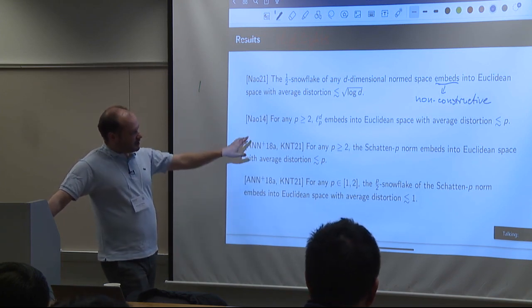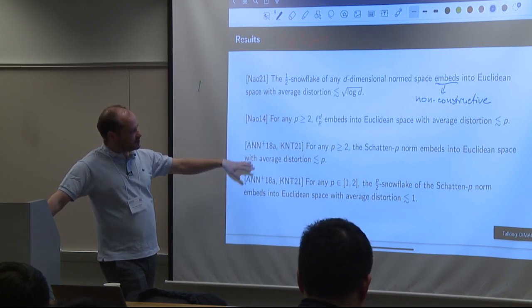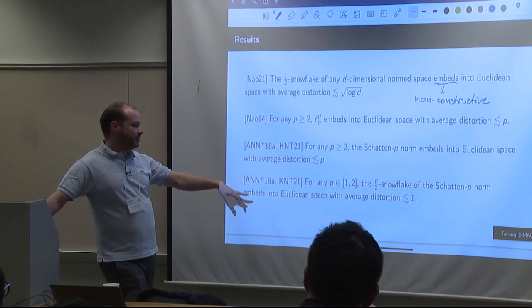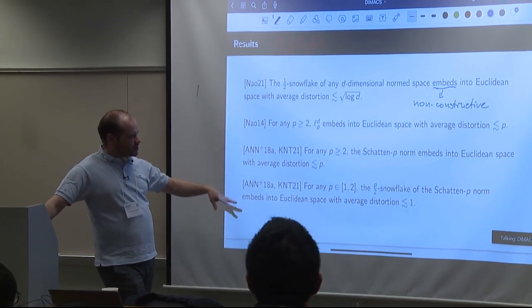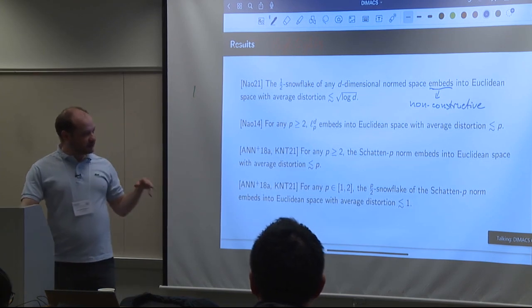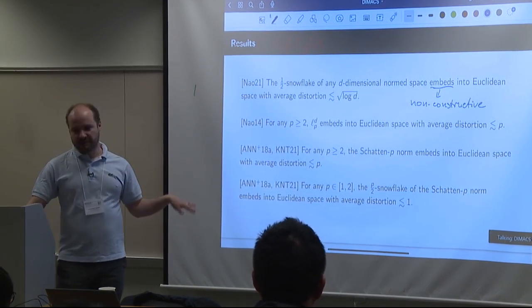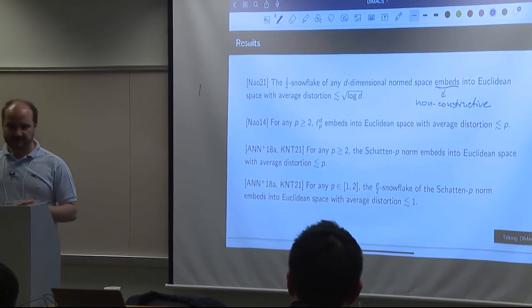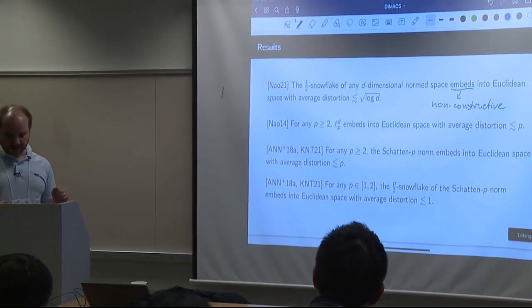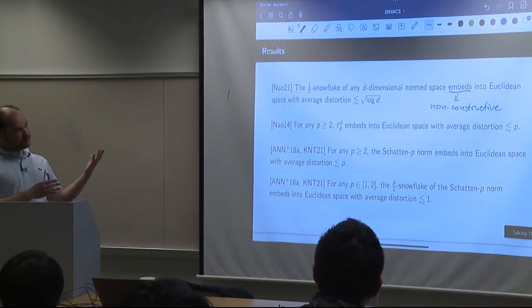Okay, and this is for P greater than 2, both of these results. For Schatten-p, for LP and Schatten-p also, you can get constant distortion for an appropriate snowflake of the space. Okay, good. So hopefully this is convincing.